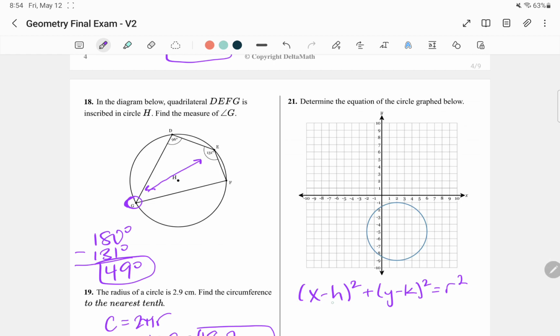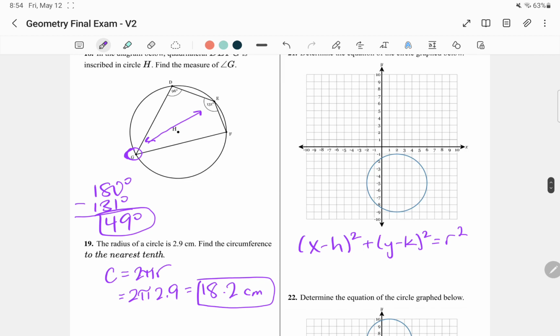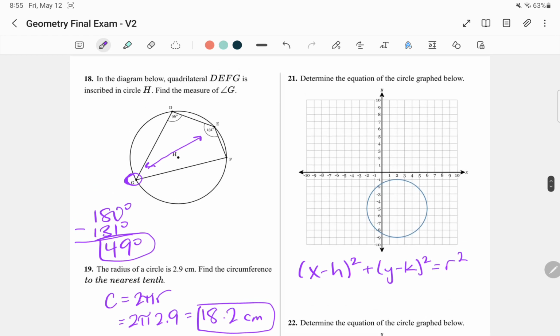Once I write my standard equation of a circle, I'm going to determine my center. My center is going to be in the middle here. Looks like it's right here, and that looks like it's 2 comma negative 5. So I'm going to write x minus 2 squared plus y, and then minus negative 5 would be plus 5. And my radius is 4, so 4 squared is 16.